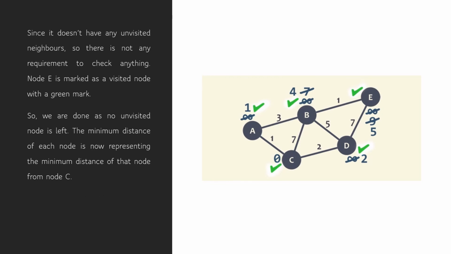Since it doesn't have any unvisited neighbors, there is no requirement to check anything. Node E is marked as a visited node with a green mark. So we are done, as no unvisited node is left. The minimum distance of each node is now shown, representing the minimum distance of that node from node C.